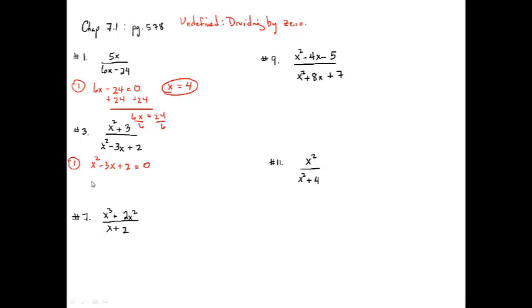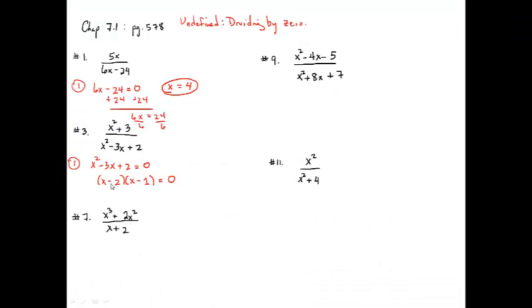So let's see here. How about we factor it using products and sums? Now I'm not going to break this down because we already did that before. If you need extra help on factoring, there's a video on factoring. So I'm going to go ahead and factor this. This is x minus 2 and x minus 1 equals 0. Now of course let me check myself. Negative 2 times negative 1 is positive 2. That works. Negative 2 plus negative 1 is negative 3. That works. Good. So I end up with x minus 2 times x minus 1.